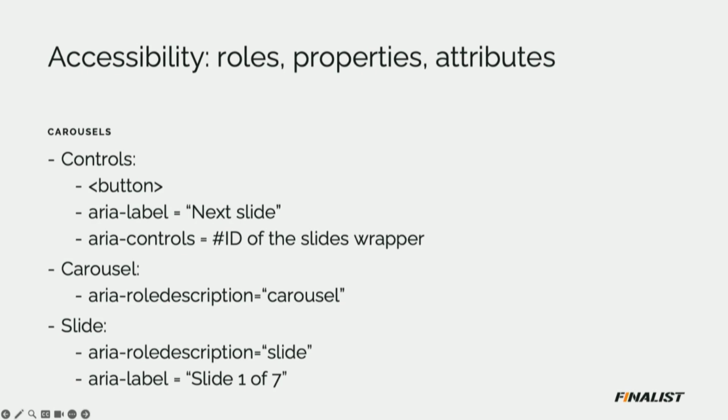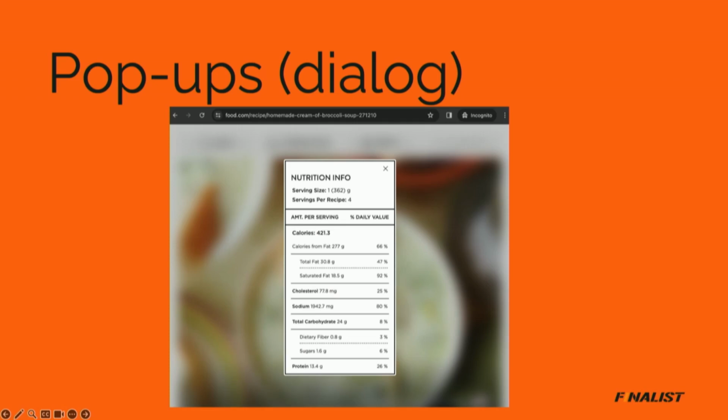The carousel should have aria-roledescription explaining to the screen reader that it is a carousel, and then the slides should also have the same attribute explaining that it is one of the slides in the carousel. The slide should have the aria-label explaining the order of the slides, so, for example, slide 1 of 7.